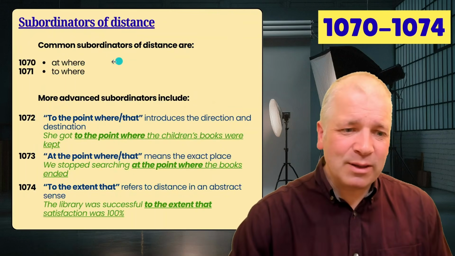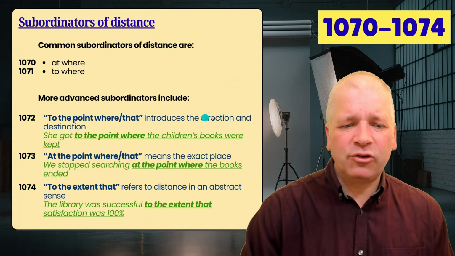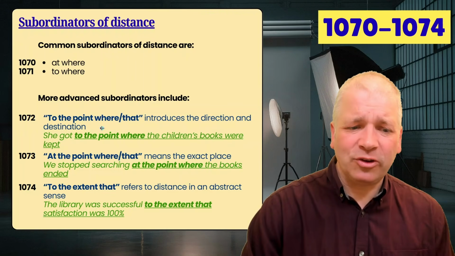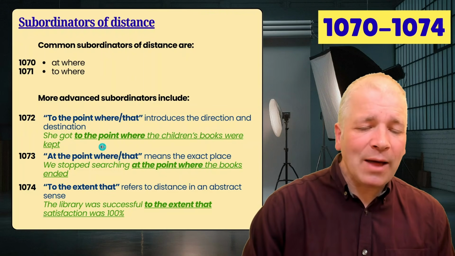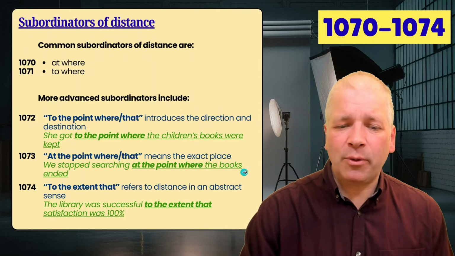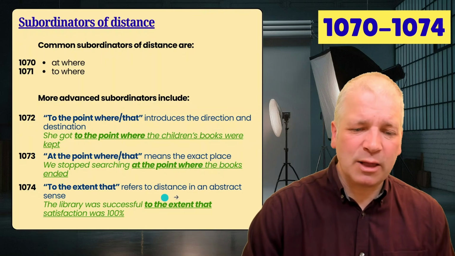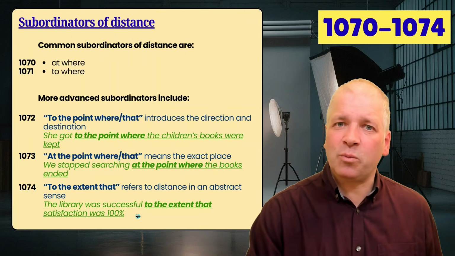Common subordinators of distance are at where and to where, but more advanced, to the point where introduces the direction and destination. She got to the point where the children's books were kept. At the point where, or that, means the exact place. We stopped searching at the point where the books ended. To the extent that refers to a distance in an abstract sense. The library was successful to the extent that satisfaction was 100%.